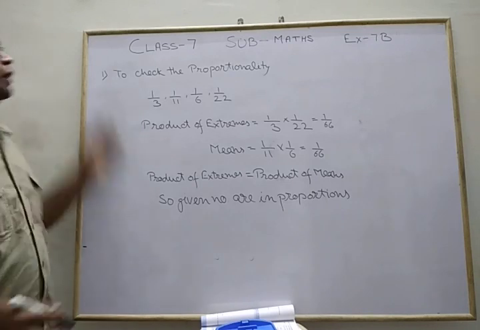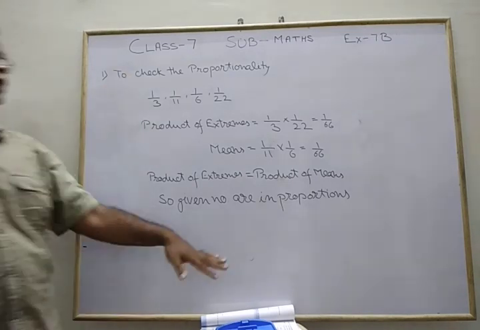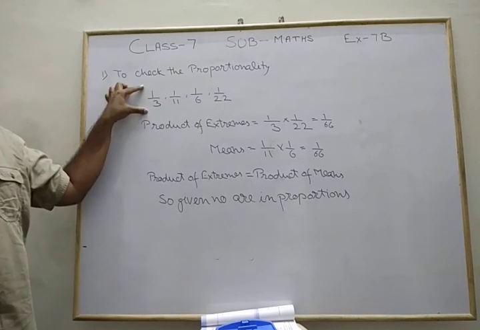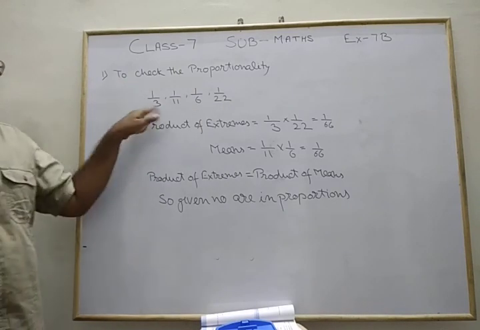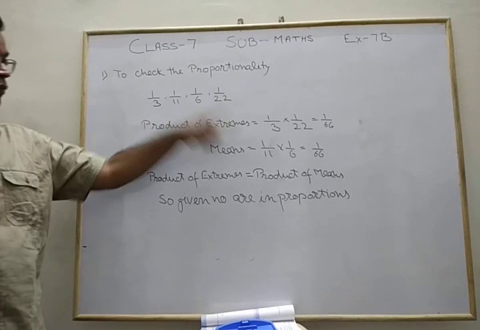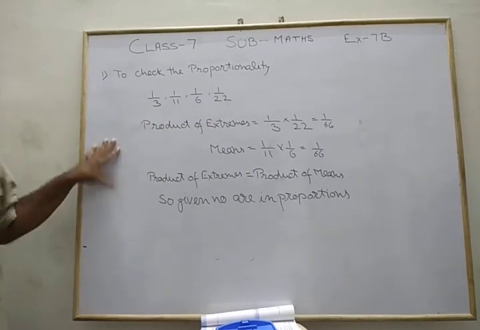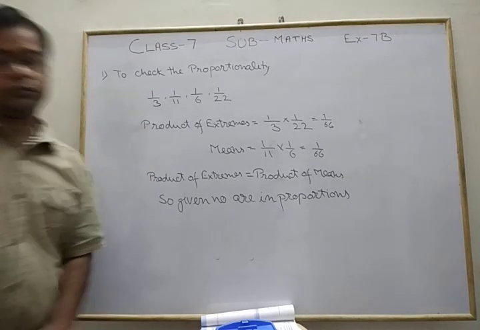This is your first type of question. To check the proportionality, we first find out the product of extremes. We first write down as it is given in the question. Find the product of extremes, then the product of means. If they are equal, they are in proportion. If they are not equal, they are not in proportion.